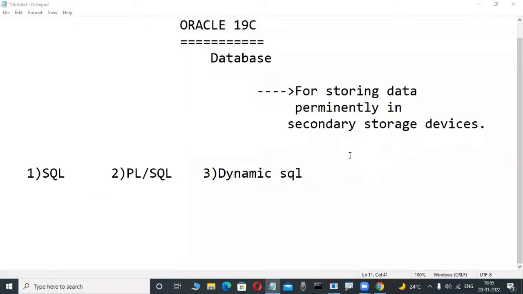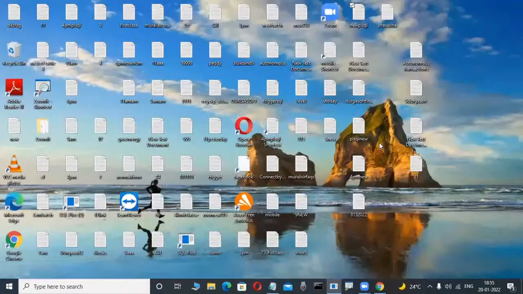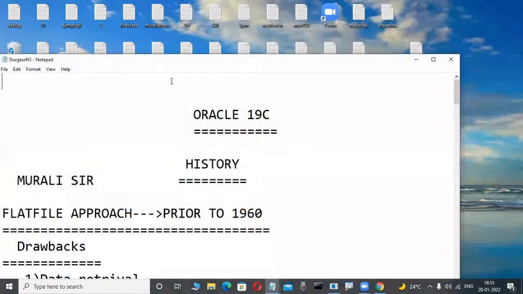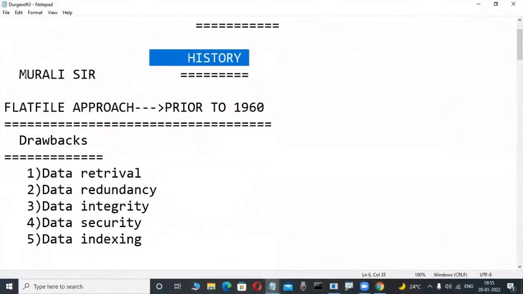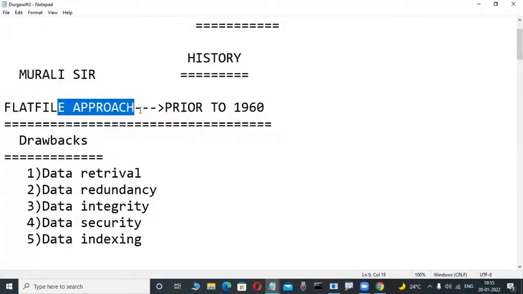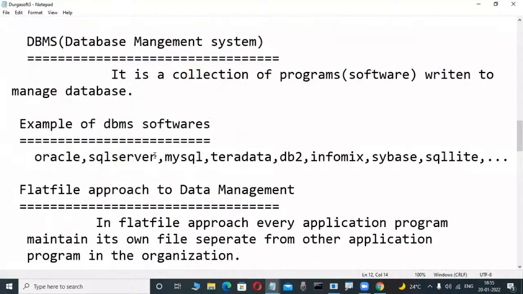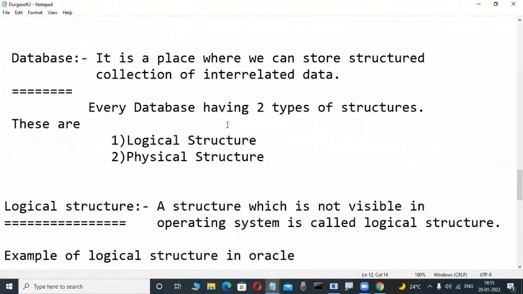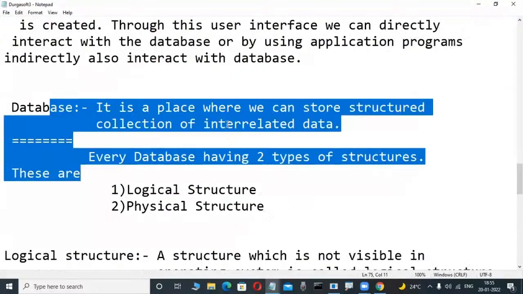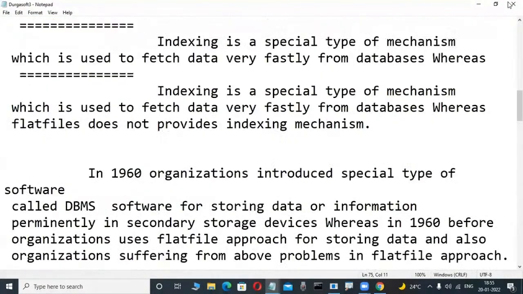In this course, we are covering SQL, PL/SQL, and dynamic SQL. One of these days, we will also tell the history. In olden days the flat file approach was there, what drawbacks it had, we learn in the middle of the course. Then what is a database, what is DBMS, RDBMS, what are the differences, these are all things we are learning one of these days.